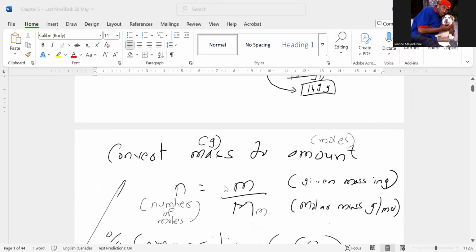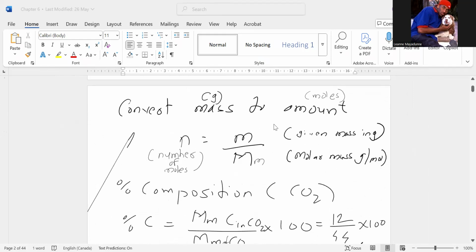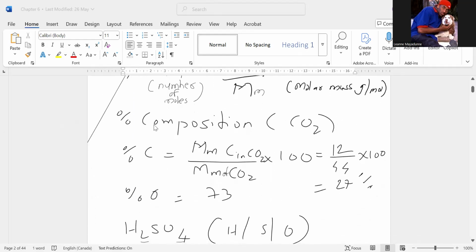Now let us understand how to convert mass to amount. To convert mass to amount, we will use the formula n equals m over capital M, where small m represents the given mass in grams, and capital M represents the molar mass in grams per mole. Have you copied the formula? Yes.